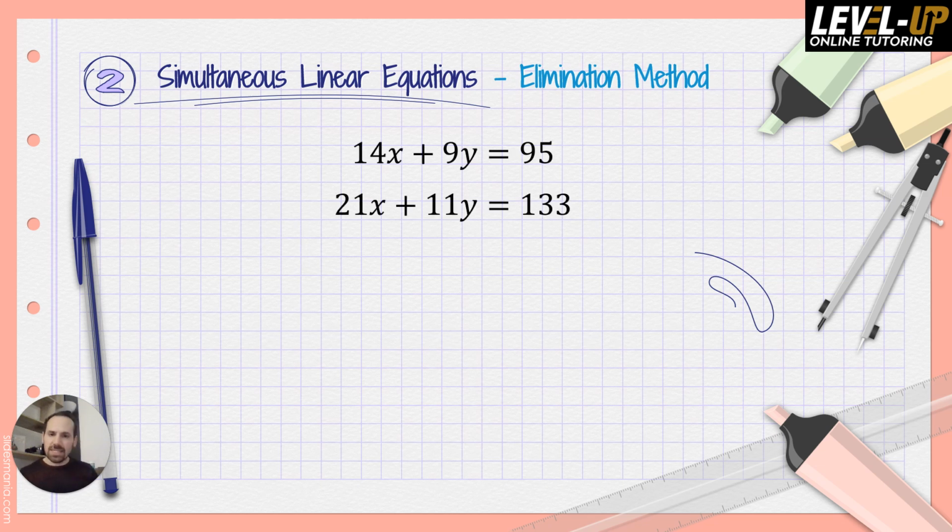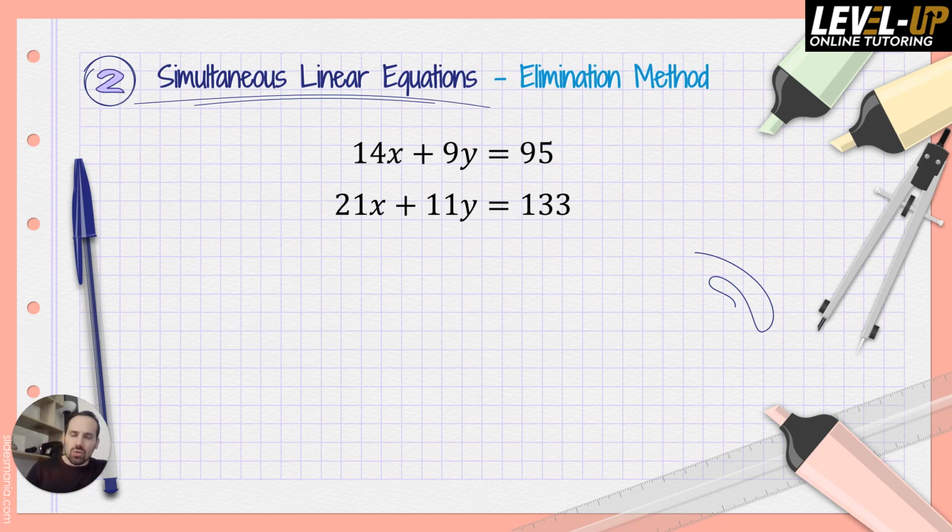Let's look at one that's a bit more complicated. So same kind of method where we need to get the coefficients to line up, but here we've got some trickier numbers, because you can't just multiply 14 by something to get to 21. You can't multiply 9 by something to get to 11. So we need to multiply both equations through by something, but we want to pick the easiest one we can, to make the coefficients as small as possible, especially because we've got some big numbers on the right there. We don't want them getting too big.